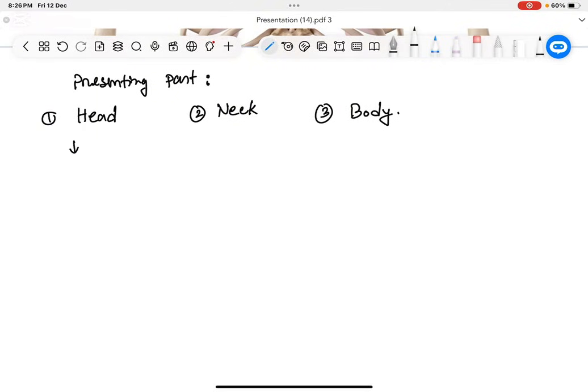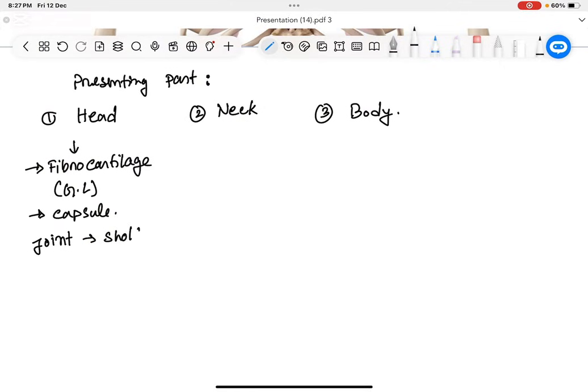The head is also called the glenoid cavity. It is covered by a rim of fibrocartilage, and the name of that is the glenoidal labrum. Externally it is also covered by a capsule. The head articulates with the head of the humerus, forming the shoulder joint. And we know the shoulder joint is a ball and socket variety of synovial joint.